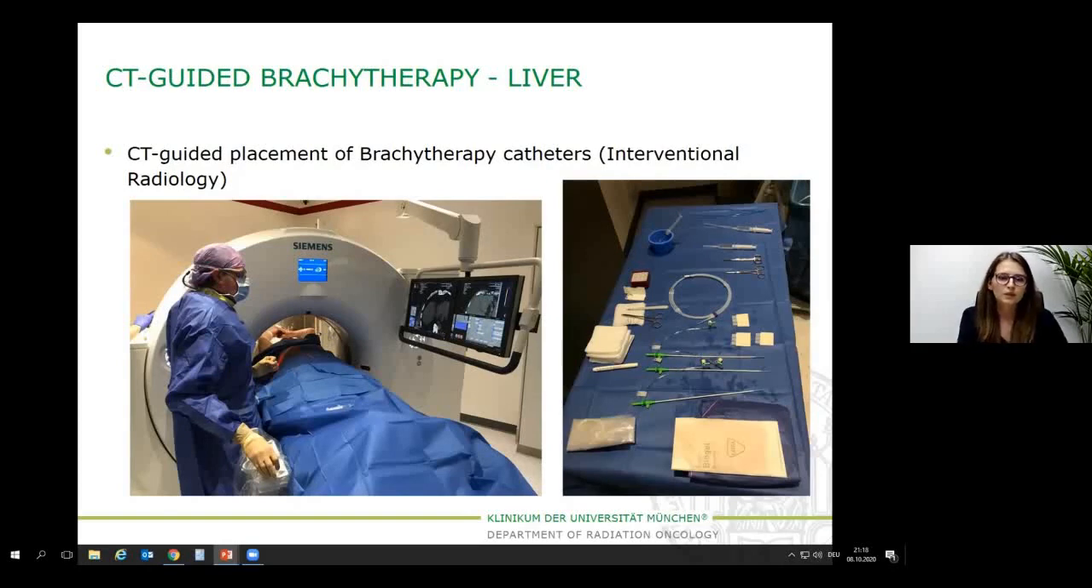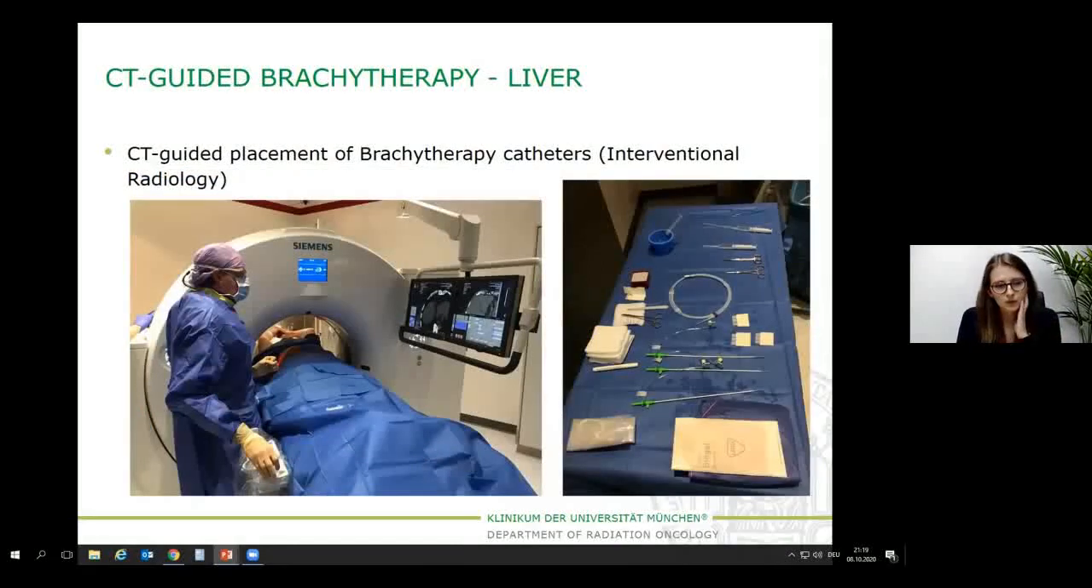In our department, we do the brachytherapy of the liver in cooperation with interventional radiology. The radiologists obviously are really skilled in placing catheters, doing biopsies, or also doing other interventions. So that's why in our case, the radiologists are putting in the brachytherapy catheter, and then the patient is moved to our department, and then we do the planning and then the treatment itself.